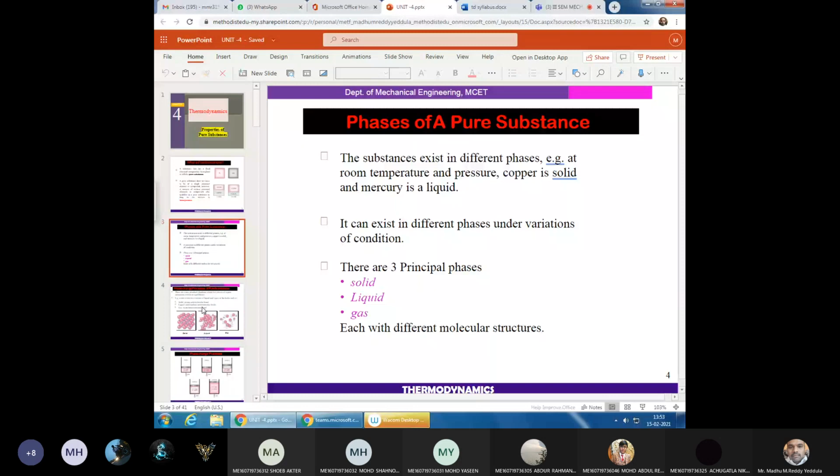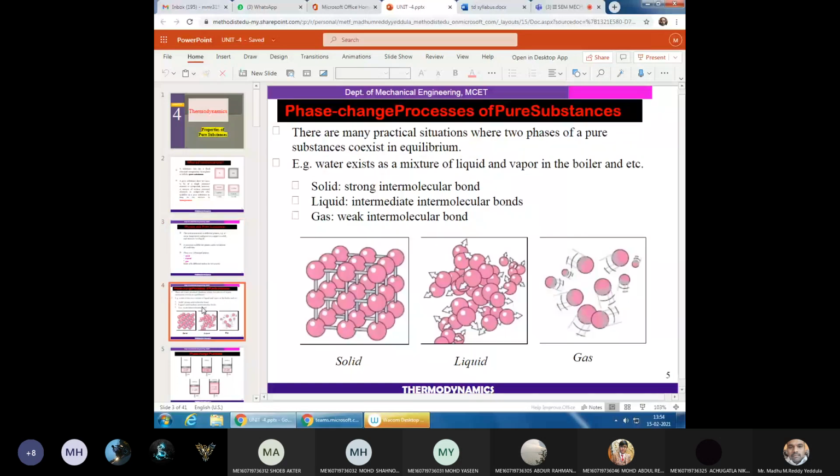Now, as we know, in solid you can see all the molecules are tightly packed, meaning they have a strong intermolecular force of attraction. They have a rigid shape and size as well as volume. So in solids, there is no gap between the molecules. They are tightly packed, very close to each other, and due to this they are rigid in structure.